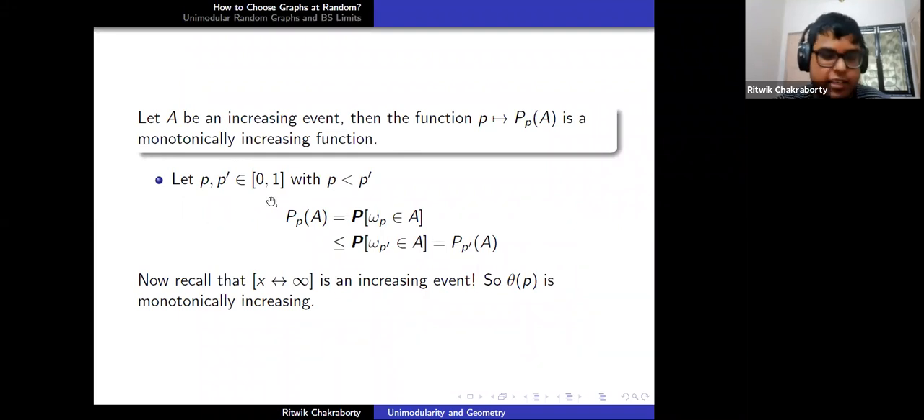Right, so why is this cool? It's very easy. You take any two parameters p and p prime, so that p is less than p prime. Then the Bernoulli p probability that A occurs is, since P_p is a marginal of capital P, exactly equal to the probability that omega p belongs to A. But since we know that almost surely omega p is contained in omega p prime when p is less than p prime, this just follows from monotonicity of the probability measure. And then again, this is equal to P_p prime of A by the fact that this is nothing but the marginal probability. That's a very short and easy proof. So this basically tells us that theta p is indeed monotonically increasing.